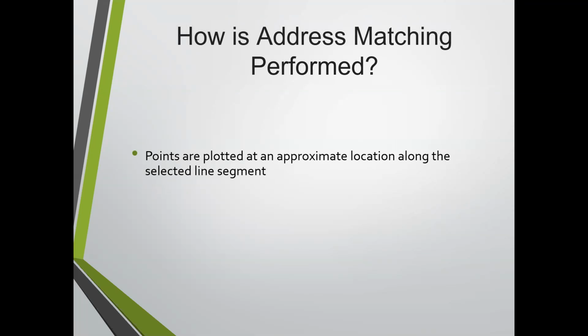So these points, when they're plotted, land at an approximate location along the selected line. And here's another thing to understand, and we're going to take a look at a little example of why. These points are not going to be perfect, because there is not an exact location for every address along that line, okay? You just have a generalized location along that line.